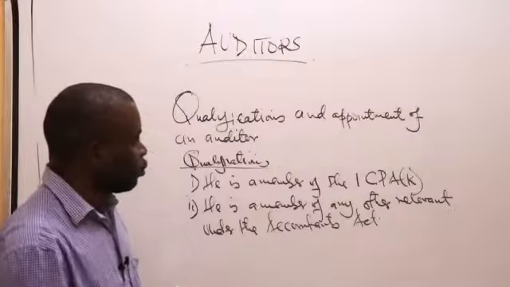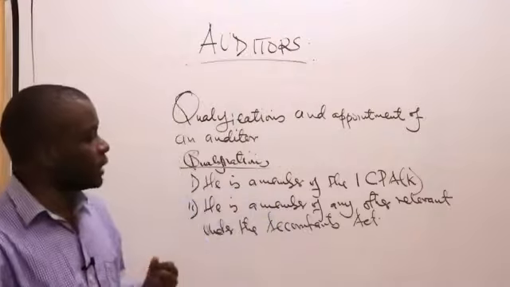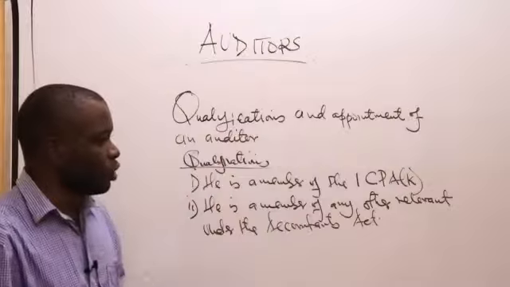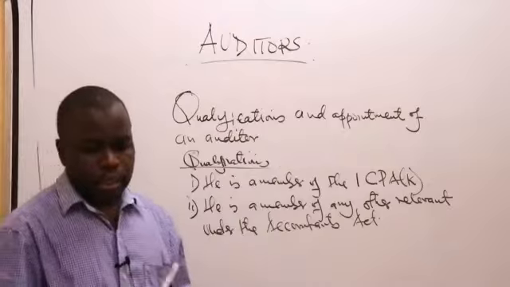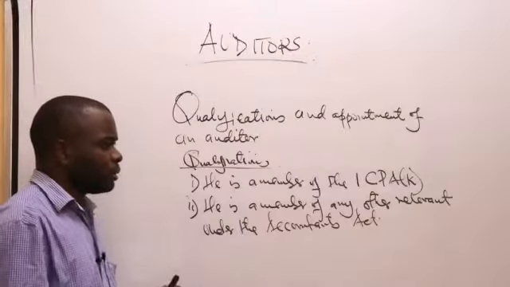So these are the key qualifications required of an auditor of a company. So the appointment, this is basically how the appointment will likely happen.